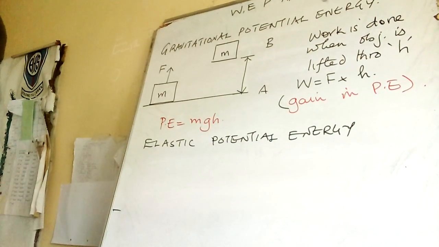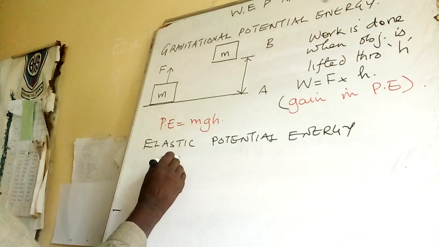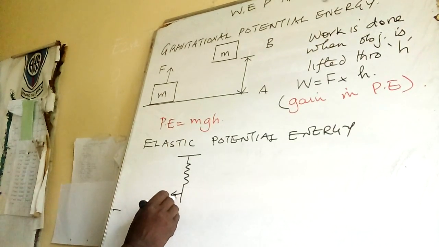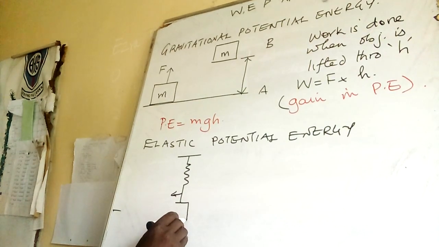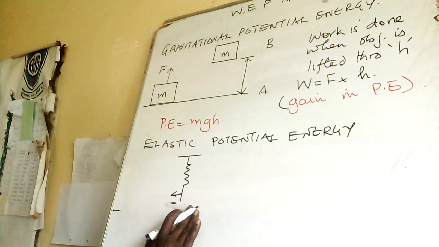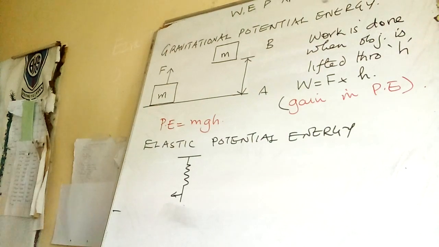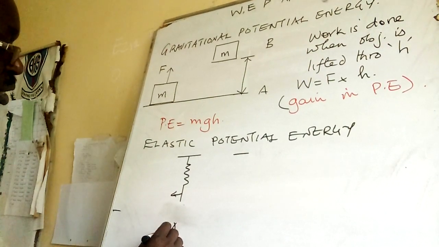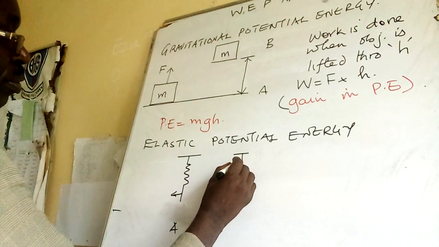So we have, this is a spring. It has a pointer. It has no mass. We start. Then we come A, B.